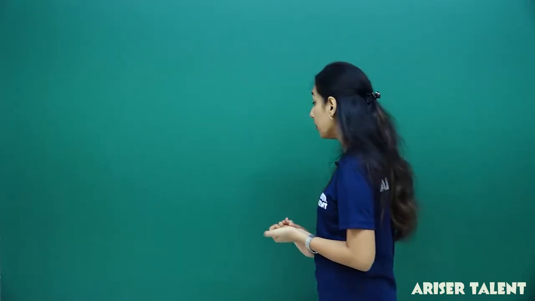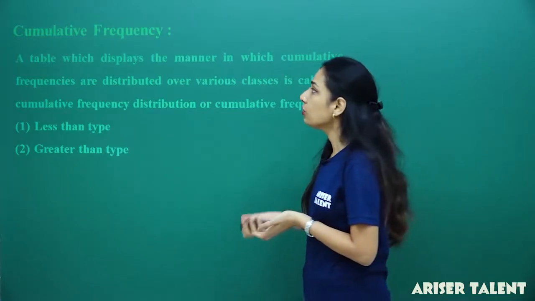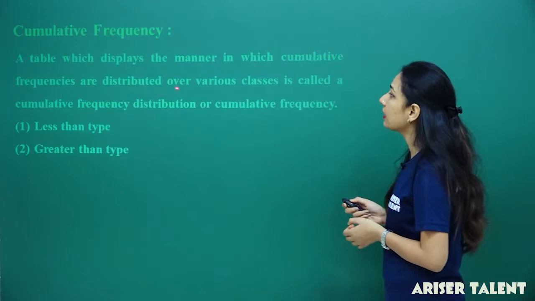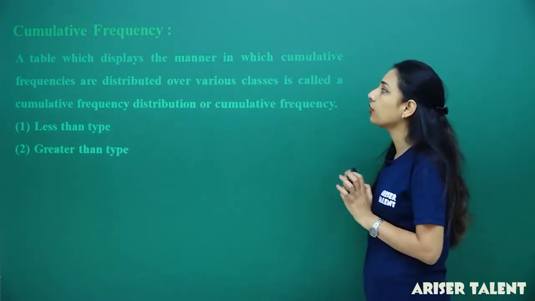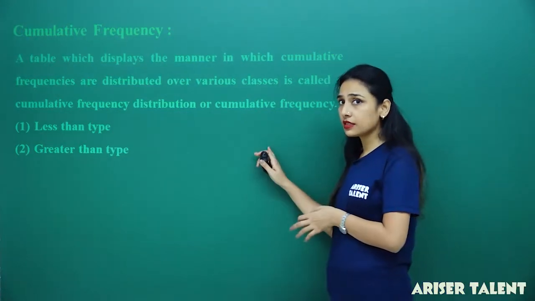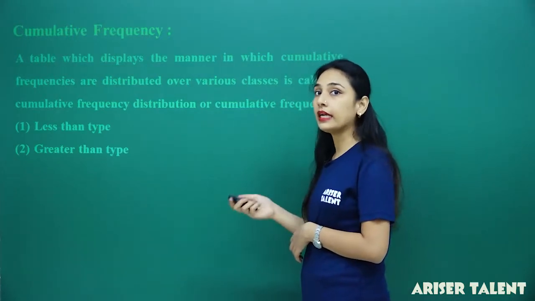Statistics. Okay, so students, we have done some basics of that and then we have come up with some questions, and we were talking about cumulative frequency, which basically means to accumulate, right? A table which displays the manner in which cumulative frequencies are distributed over various classes is called a cumulative frequency distribution. We have discussed it earlier, and that was of two types, less than type and greater than type.